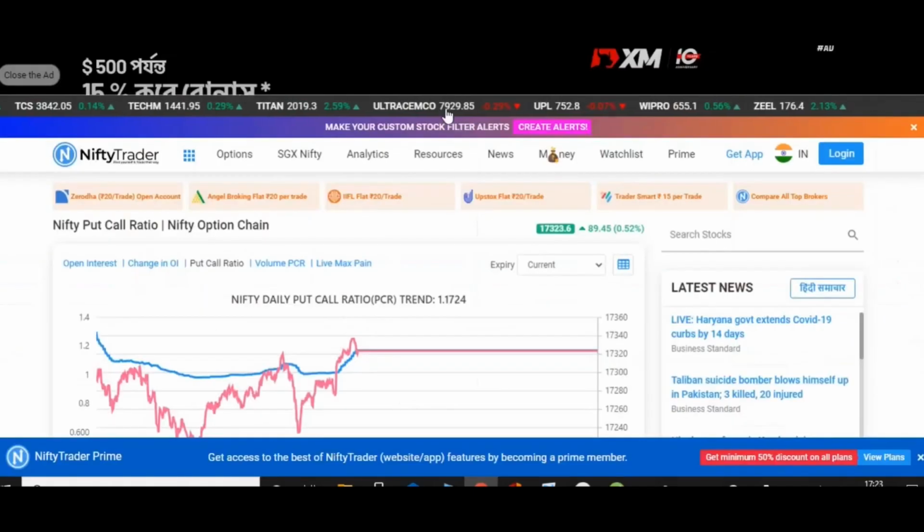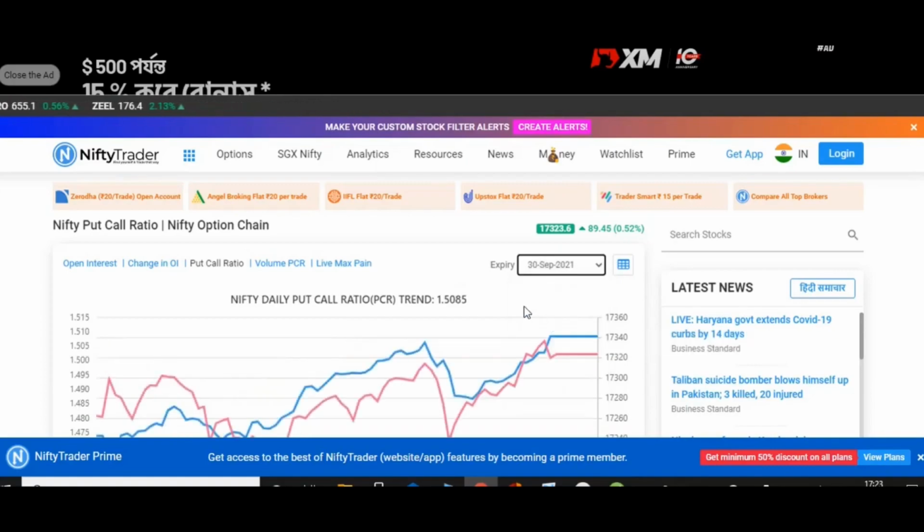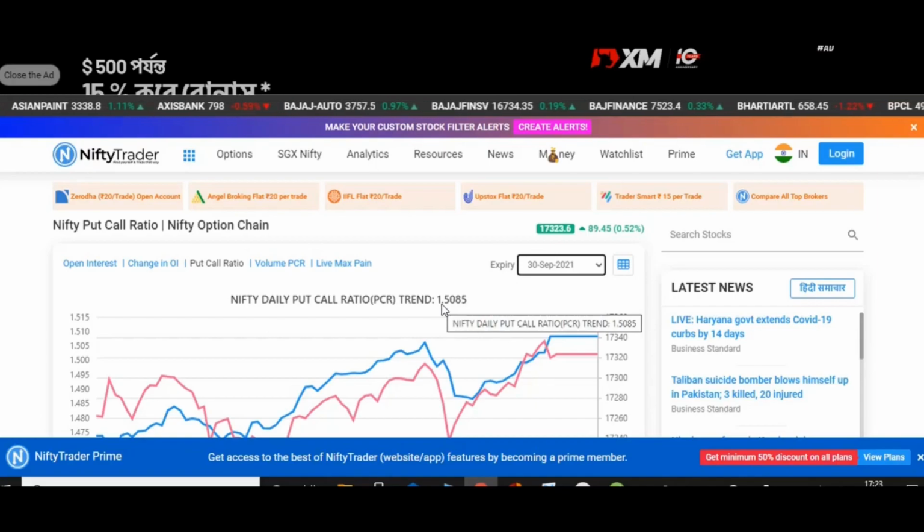So what happened was this is showing the current expiry, which is the weekly expiry PCR. Now I forgot to change this to monthly expiry. So this is not what we have to look for. We have to go from month current to the end of the month, which is basically the monthly expiry. And there, what I have observed is the PCR value for Nifty is 1.5. Now, this is slightly bearish.